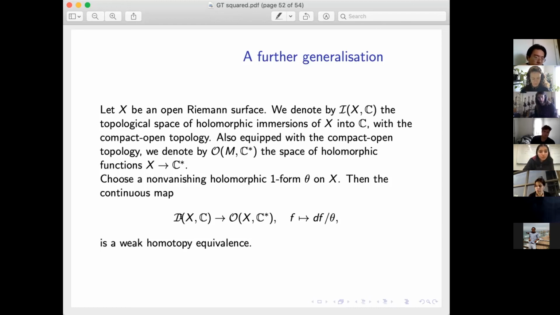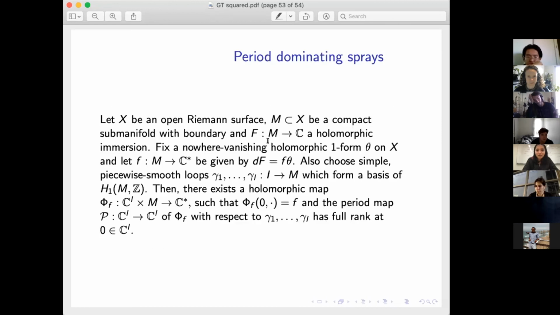How does one prove this? A few techniques: convex integration theory, Morse theory, and this other advanced tool called period dominating sprays. Now, I say it's an advanced tool, but it manifests itself quite transparently in this situation. And I would like to talk a little bit about period dominating sprays very briefly.